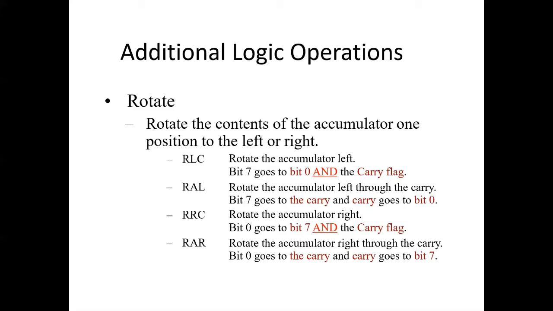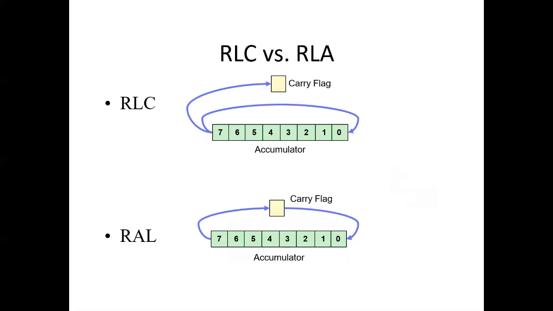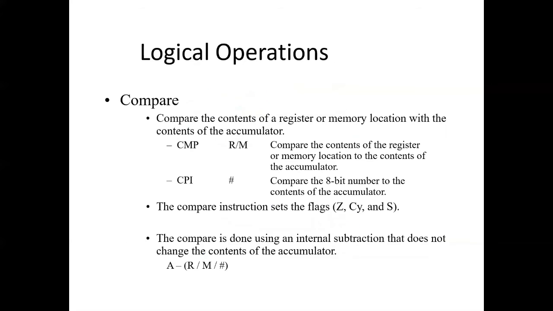For example, the accumulator had the value 48H and carry flag had the value 0 before executing this instruction. So after executing RAR, the result 24H will be stored in the accumulator and the carry flag will have the value 0. So this is how RLC and RAL can be demonstrated, and the compare operations can be performed using this CMP operation.